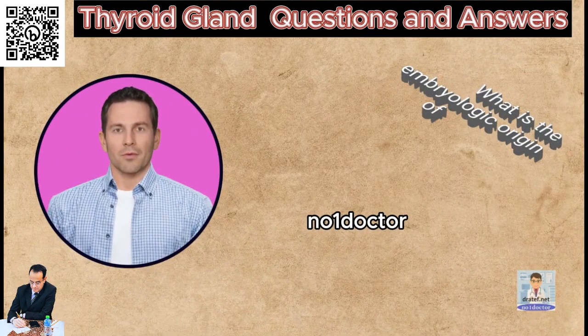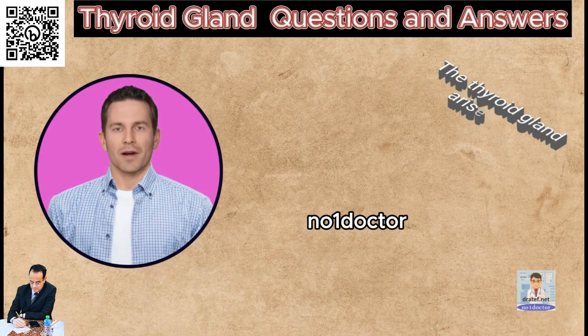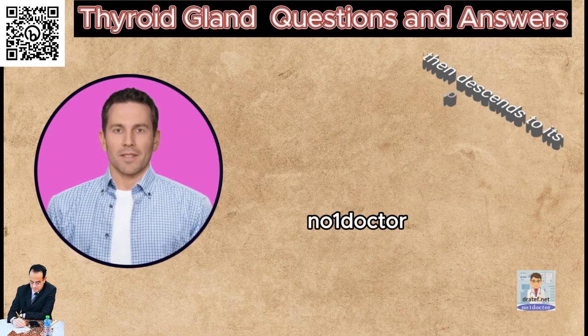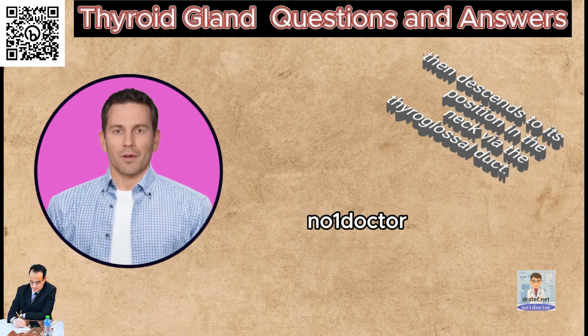What is the embryologic origin of the thyroid gland? The thyroid gland arises from a median endodermal thickening in the floor of the pharynx, then descends to its position in the neck via the thyroglossal duct.